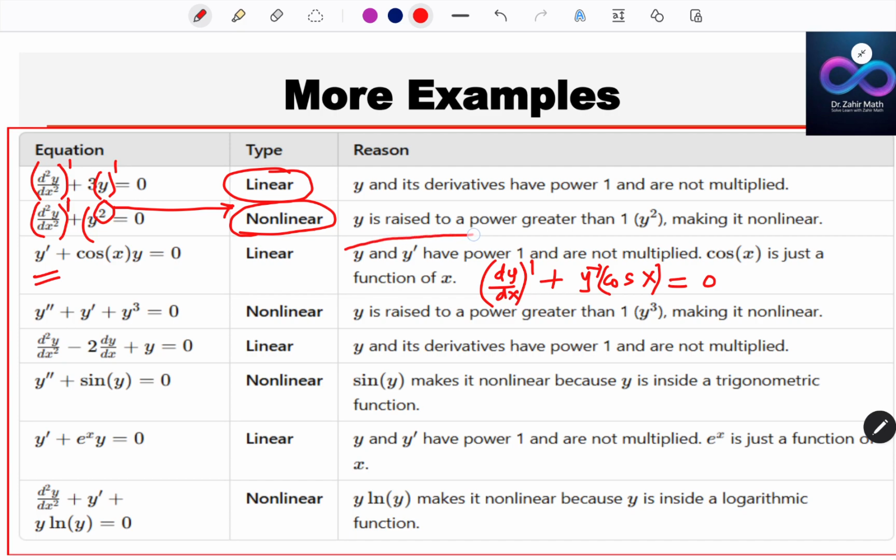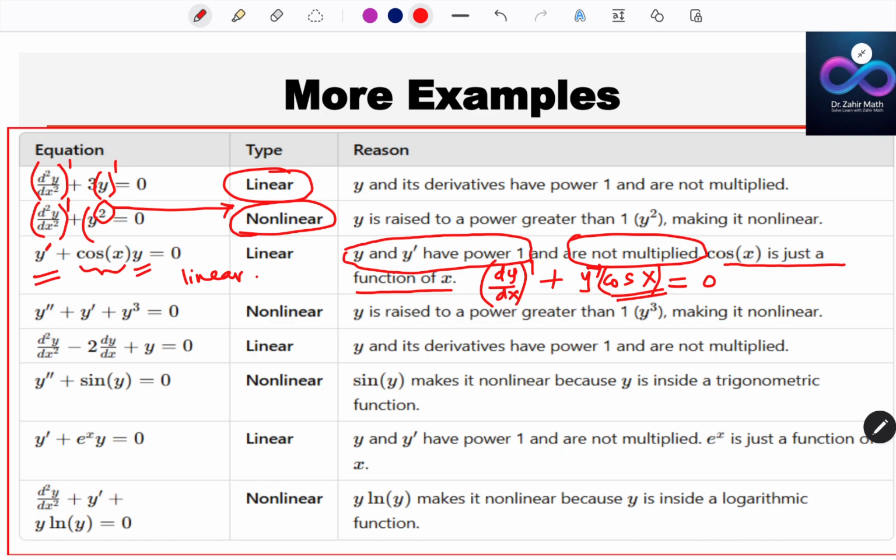Y and y dash, even though they have power 1, are also not multiplied together. Cosine x is just a function of x. So y and y prime have power 1, and y is multiplied with cosine x, which is just a function of x. Sorry, I was just confused. So what happens? It's linear. It's not non-linear, it's linear, because y and y dash have power 1. And even though it is multiplied, x is an independent variable.